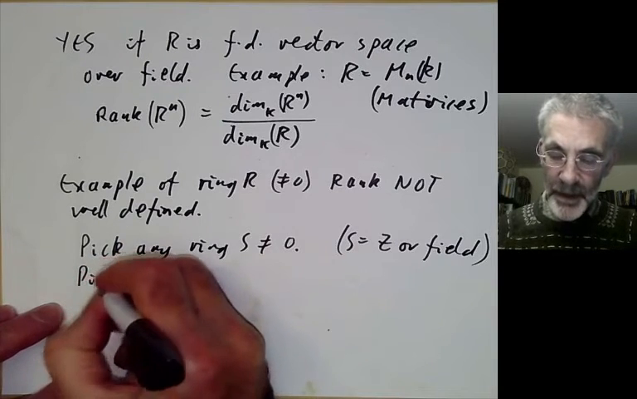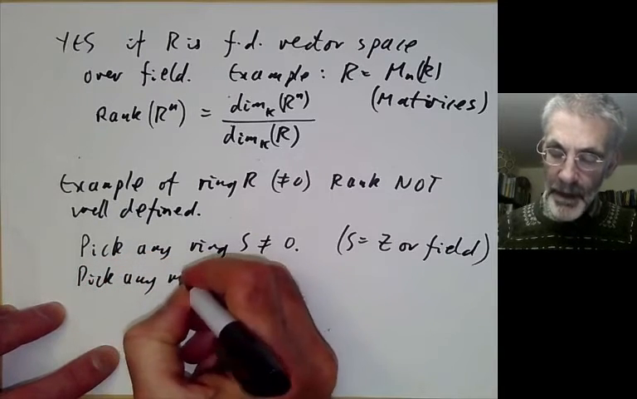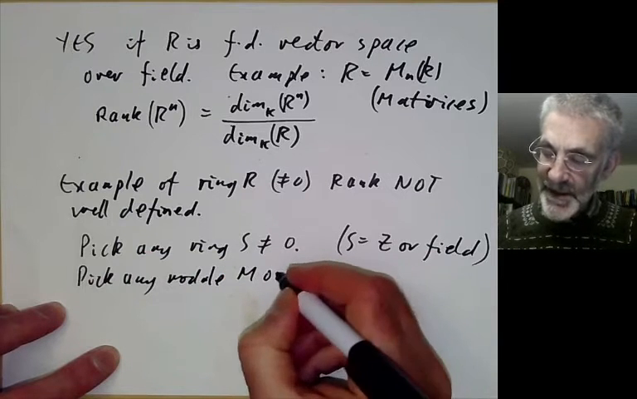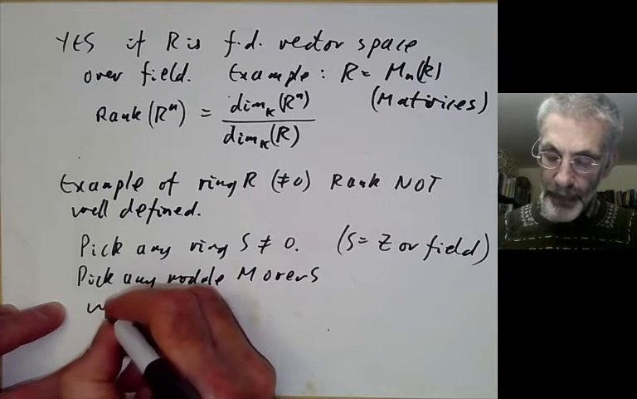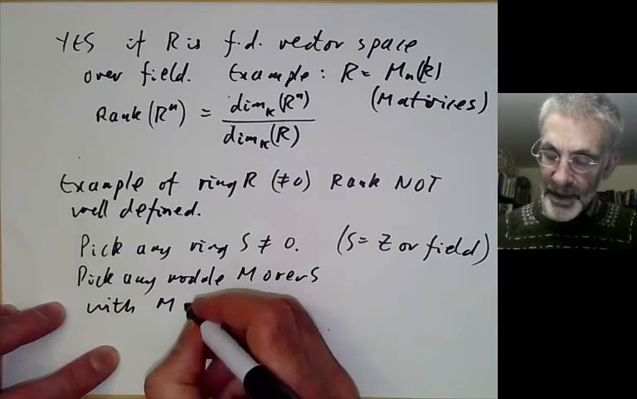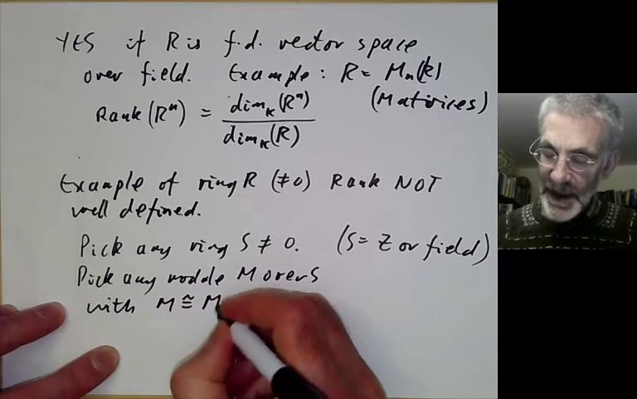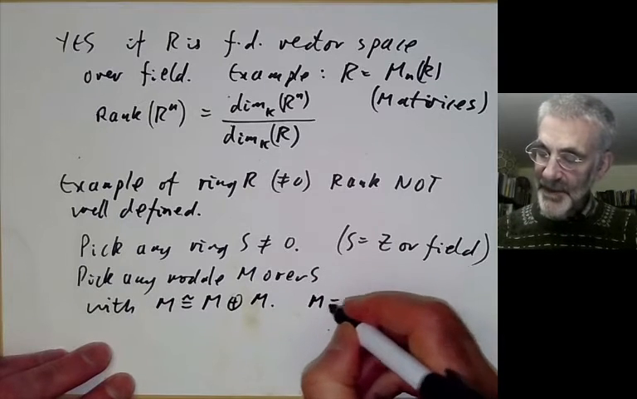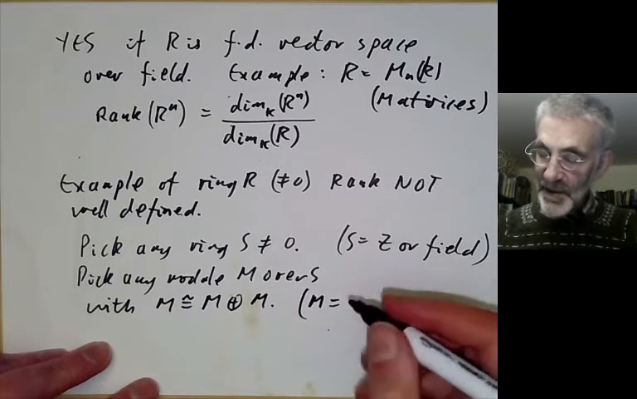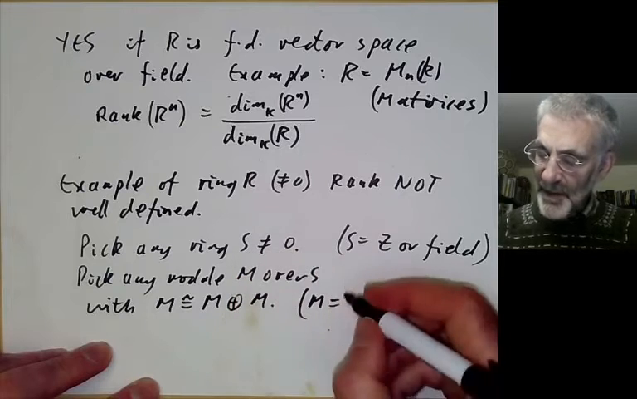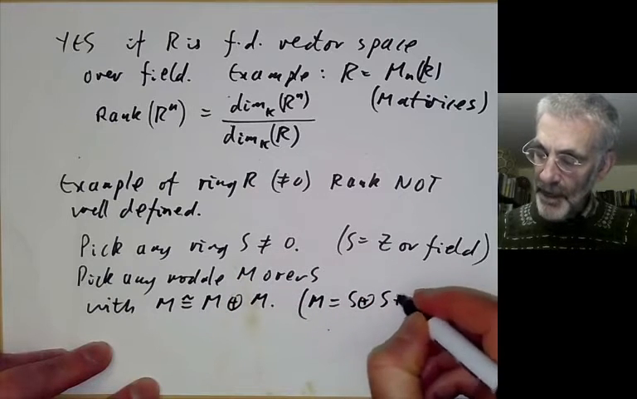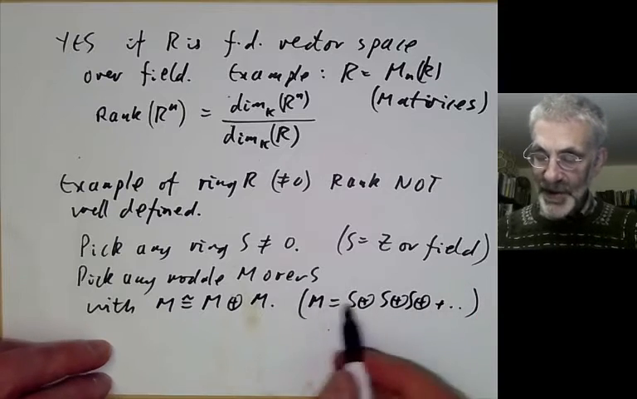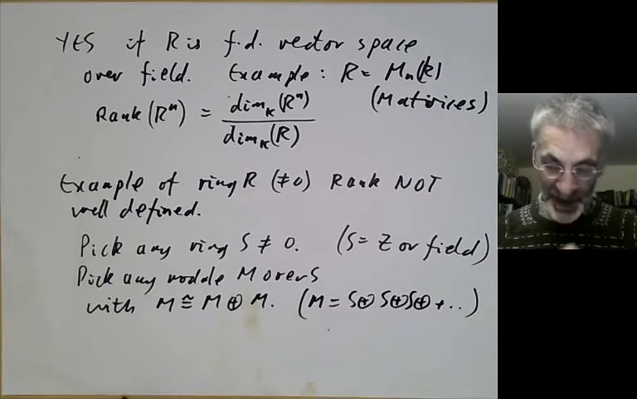And let's pick any module M over S with M being isomorphic to M plus M. And this is easy to achieve. We can just take M to be, for example, a sum of infinitely many copies of S, and so on, and then M is obviously isomorphic to the sum of M with itself.